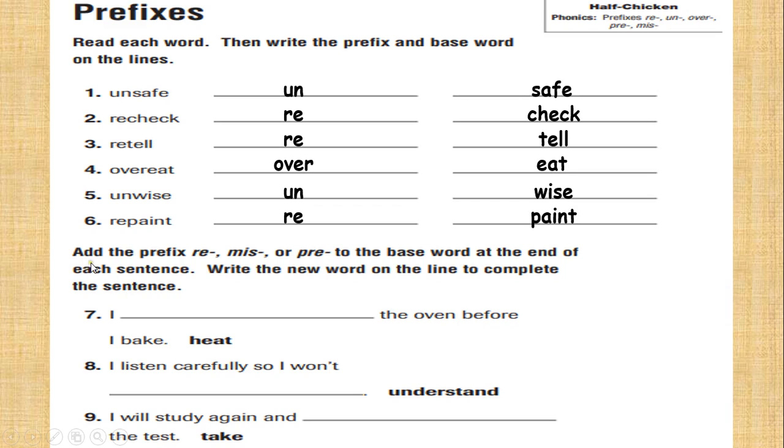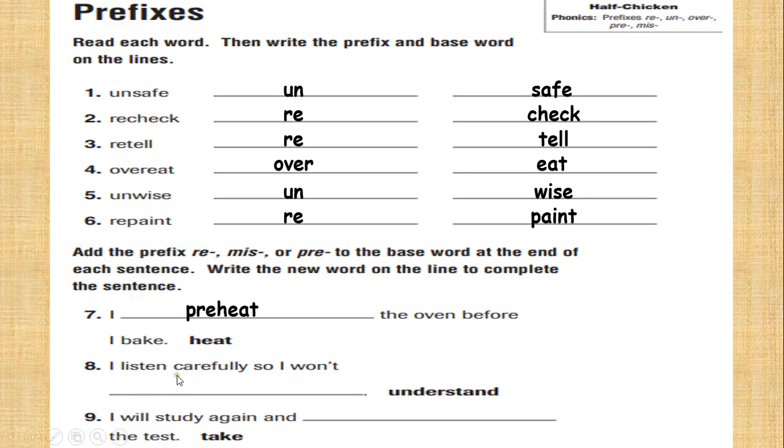Alright. Add the prefix re, mis, or pre to the base word at the end of each sentence. Write the new word on the line to complete the sentence. 7. I put the oven before I bake. So when you want to cook or bake a cake, what do you do to the oven before you heat it? You preheat the oven. I preheat the oven before I bake.